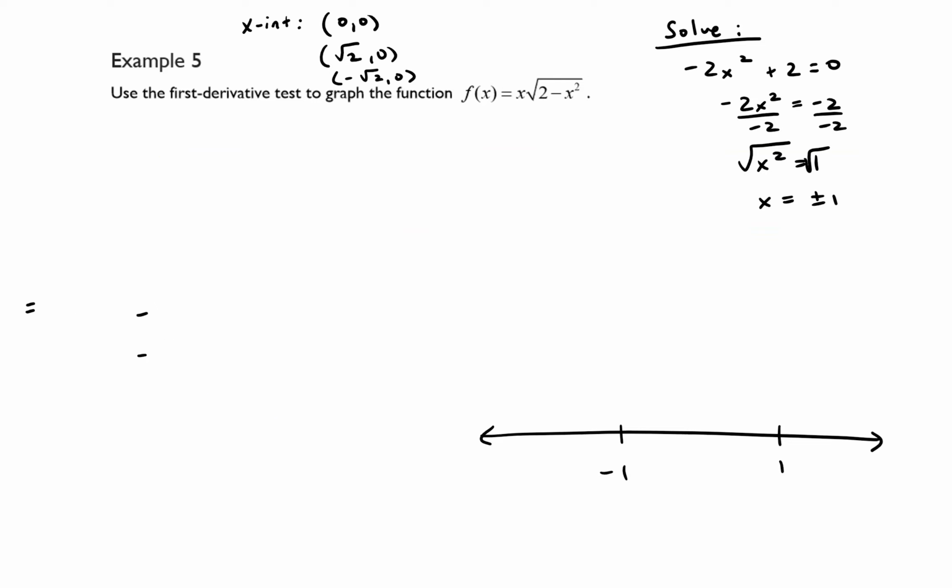Recall that when you're dealing with square root functions, you can't take the square root of a negative number, and so the thing under the square root here has to be greater than or equal to 0. And so we have -x squared plus 2, and that needs to be greater than or equal to 0. If you graphed this function, it's a parabola that's facing downwards, it's going to look something like this.